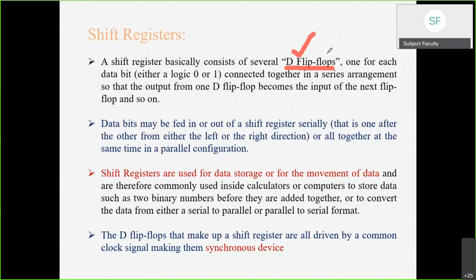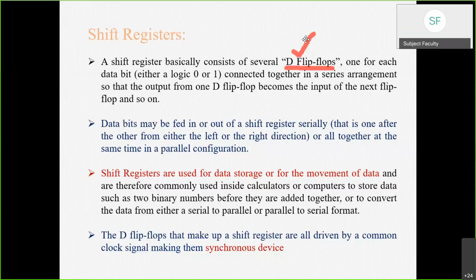If you are using D flip-flops in the shift register, then you have to know the truth table of the D flip-flop. If you are using JK flip-flops, then you will have to remember the truth table and working of the JK flip-flop. For our discussion, we are considering that a shift register basically consists of D flip-flops, one for each data bit, either a logic 0 or 1, connected together in series so that the output of a D flip-flop becomes the input of the next flip-flop and so on.